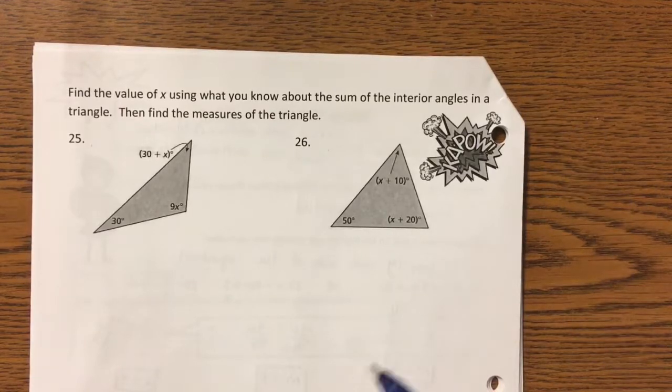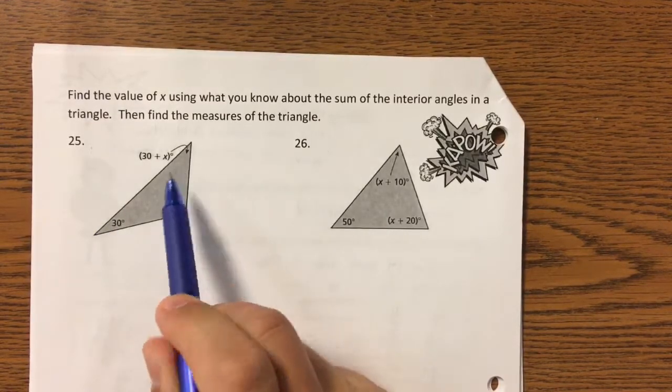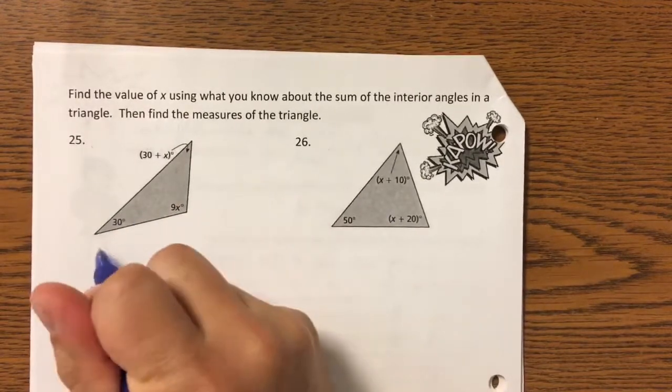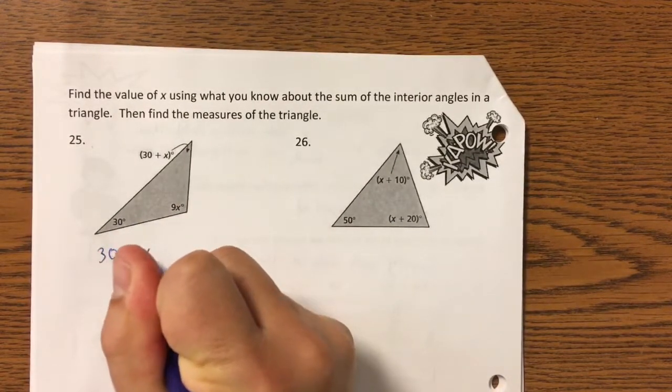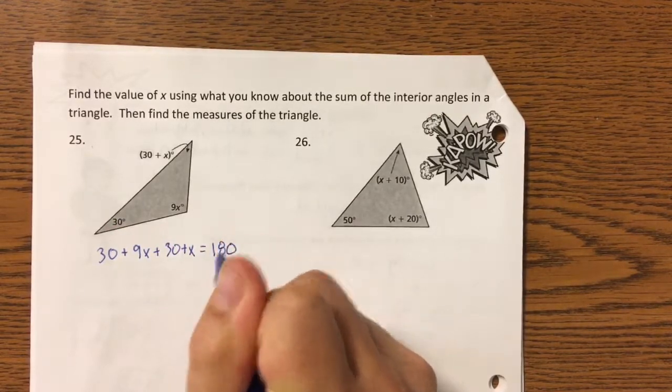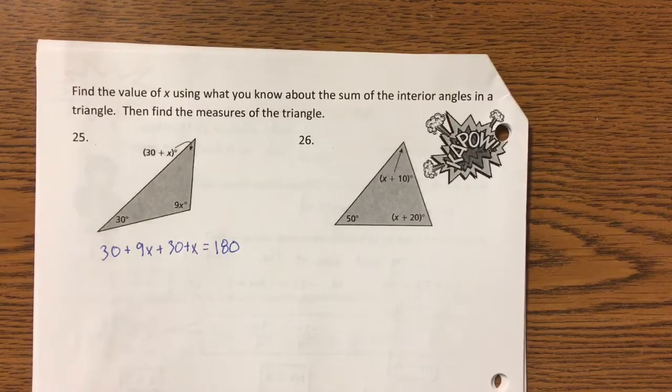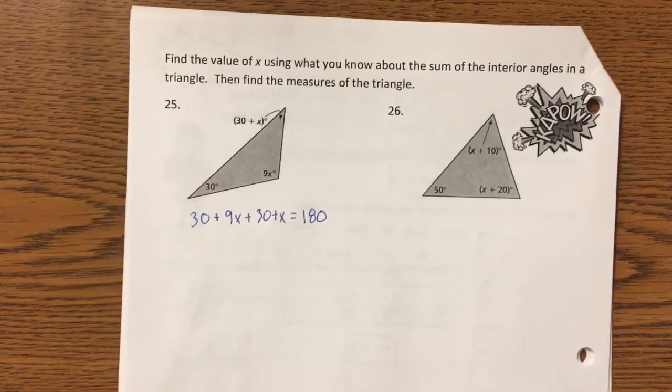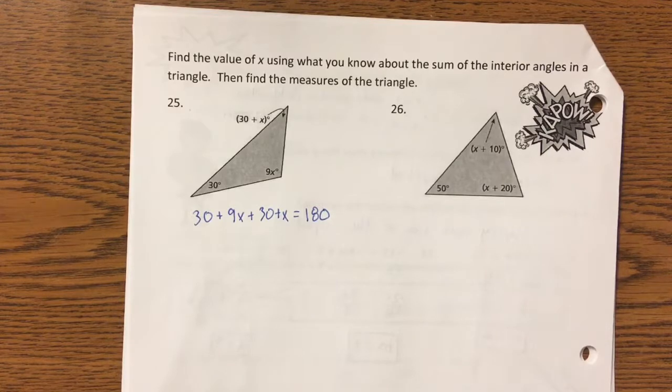So let's go ahead and set this up, right? We've got all three of these angles should add up to 180, right? So we've got 30 plus 9x plus 30 plus x equals 180. So we have to simplify first, right? We need to get each side of the equation to be as simple as possible, which means using distributive property if that applies, or in this case, we want to combine like terms.